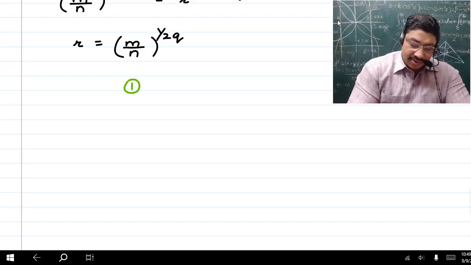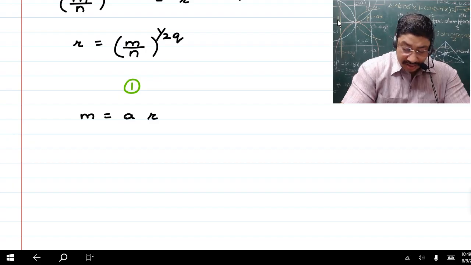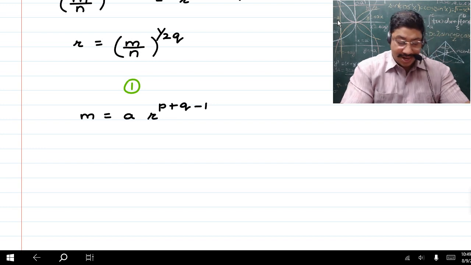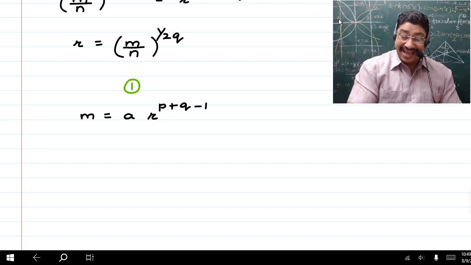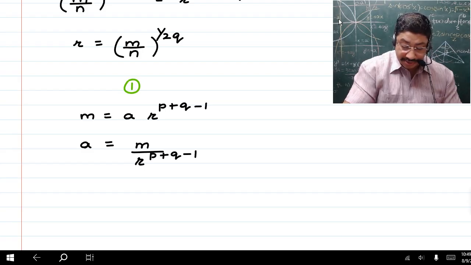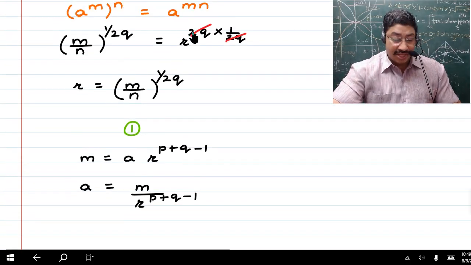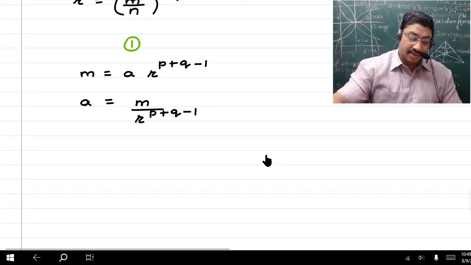Now children, if you remember, the equation was m equal to a, which is further multiplied with r, raised to the power p plus q minus 1. Here, as we've got to find a, we'll make it the subject of the equation. So we'll have a equal to m divided by r raised to the power p plus q minus 1. Now children, we'll keep the value of r. You remember the value of r was m upon n raised to the power 1 upon 2q. So this value is what we're going to substitute.